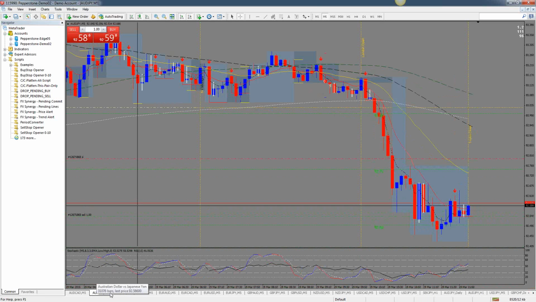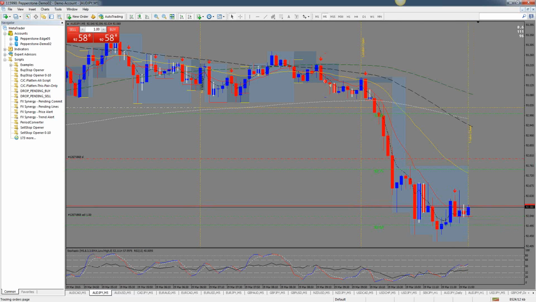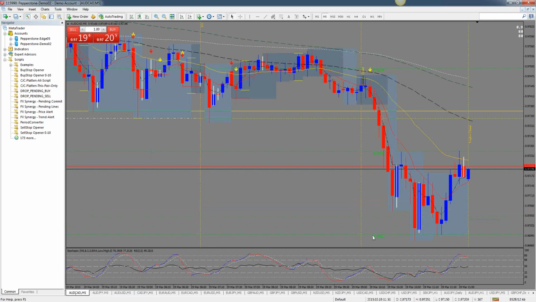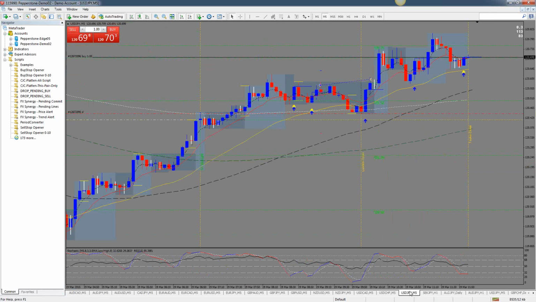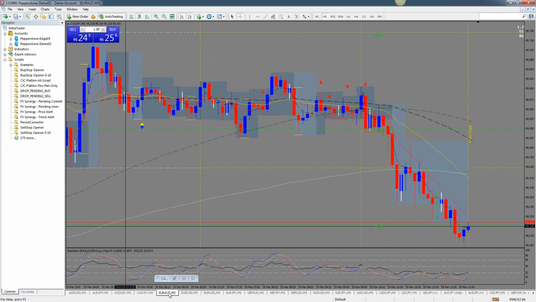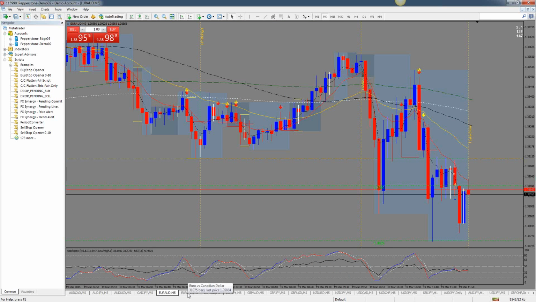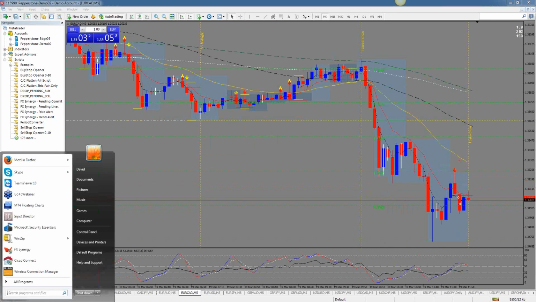So my AJ is still stalling here. Dollar yen is in profit, not by much, but it's in profit. Let's keep flipping. All right, so this is Tokyo close. We're going to get a little movement right now for sure.